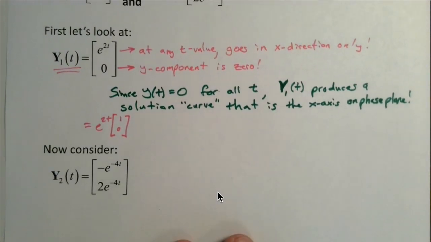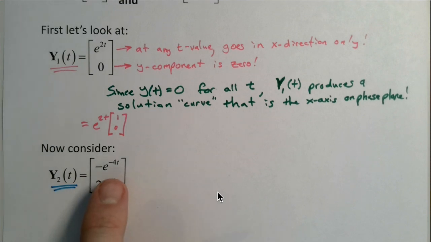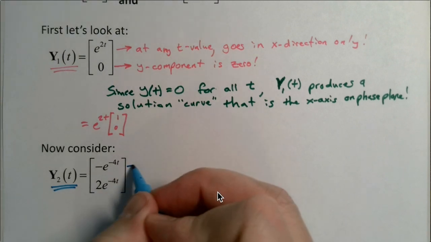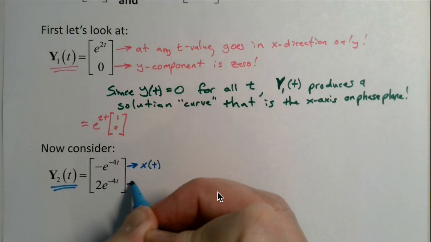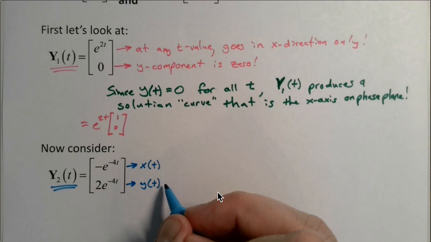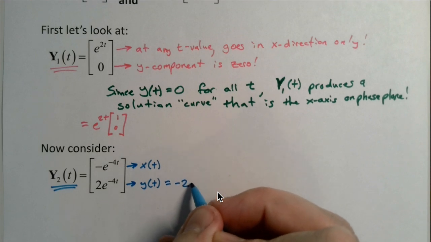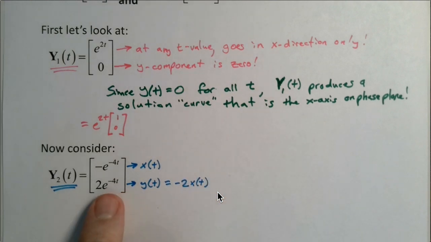Let me scoot this up so we can see it. y2 is another solution that we know is 100% accurate. And in this one, both the x-coordinate and the y-coordinate are changing with respect to time. And so you can think of this as the x of t, and this is the y of t. And really, the y of t is basically -2 times the x of t. You see it? Because if I multiply x of t times -2, I wind up with this thing. So it moves this much in the x direction, and in the same amount of time, it would move -2 times that in the y direction.